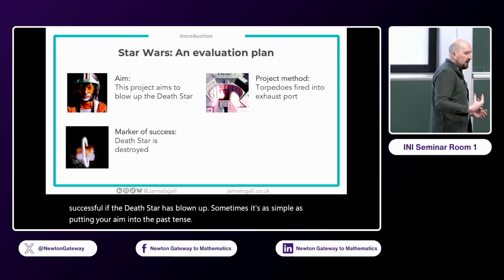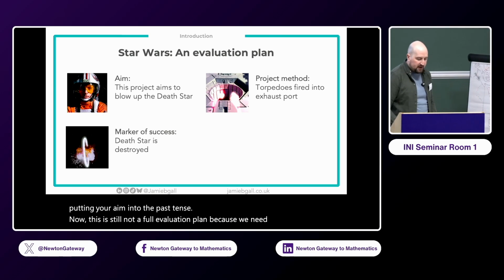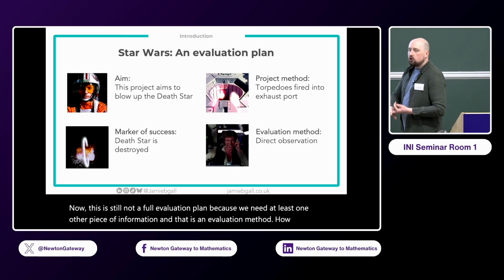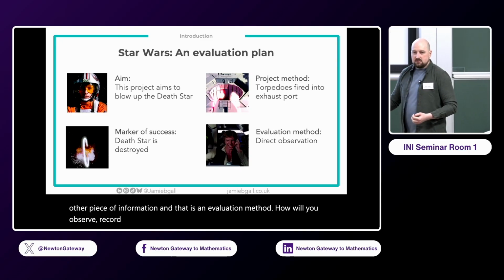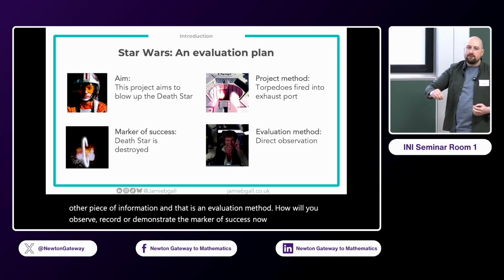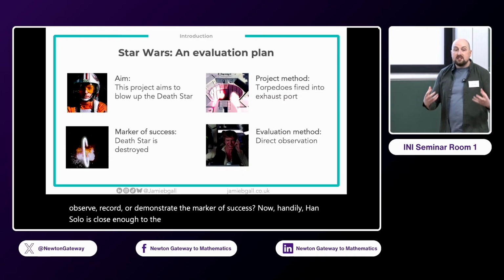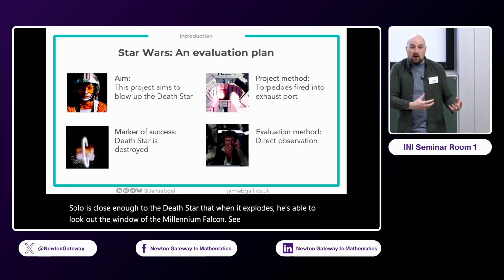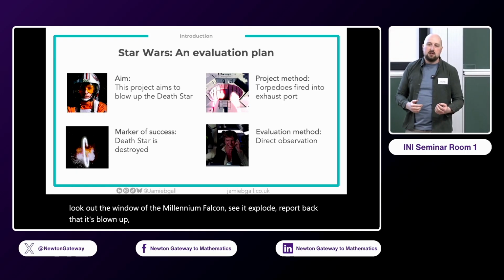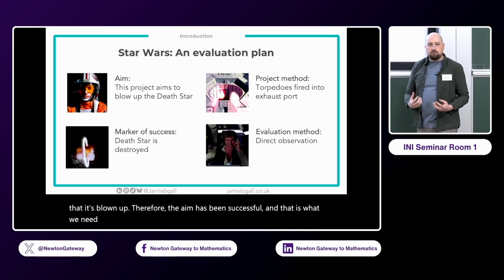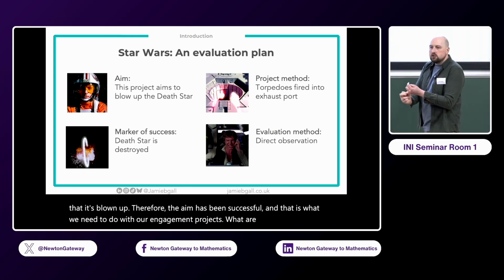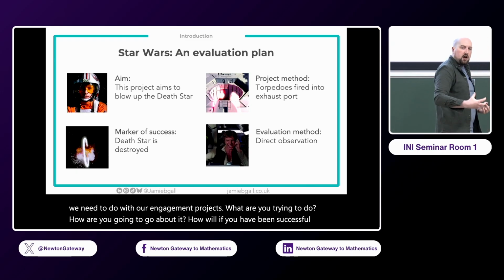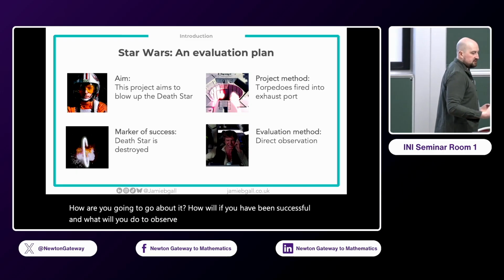Now, this is still not a full evaluation plan, because we need at least one other piece of information, and that is an evaluation method. How will you observe, record, or demonstrate the marker of success? Handily, Han Solo is close enough to the Death Star that when it explodes, he's able to look out the window of the Millennium Falcon, see it explode, report back that it's blown up, therefore the aim has been successful. And that is what we need to do with our engagement projects. What are you trying to do? How are you going to go about it? How will you know if you have been successful? And what will you do to observe or record that marker of success?